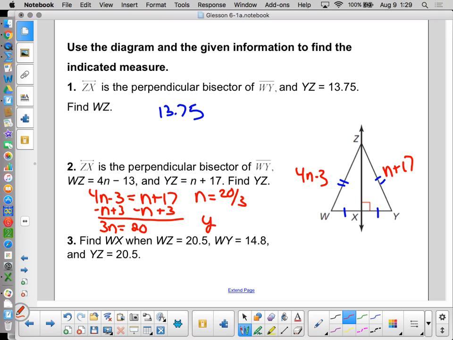So YZ equals 20/3 plus 17. In order to add them, we have to have a common denominator. So 17 becomes 51/3, because 51 over 3 is 17. So that's 71/3 for my side. And again, we wouldn't express it as a decimal because it's not an exact decimal. We wouldn't express that as a mixed number because we don't use mixed numbers anymore. We're grown-ups now.